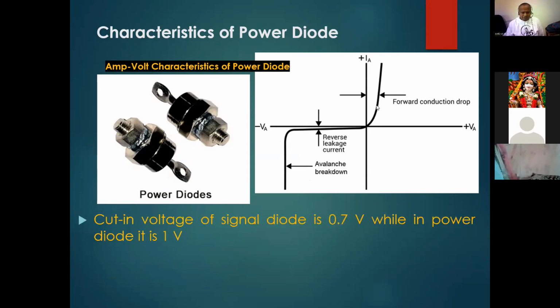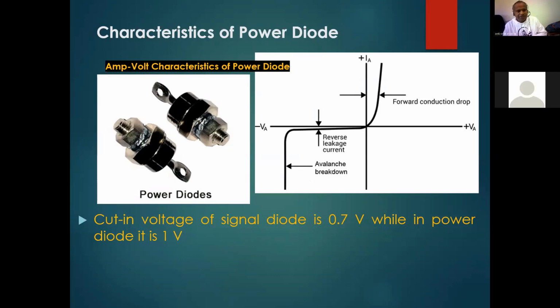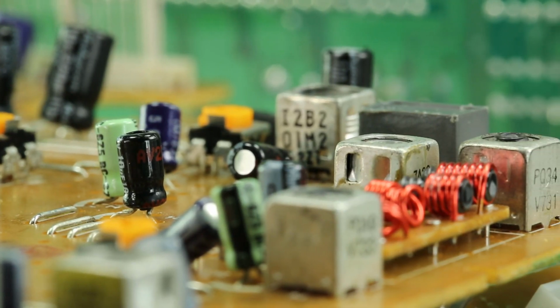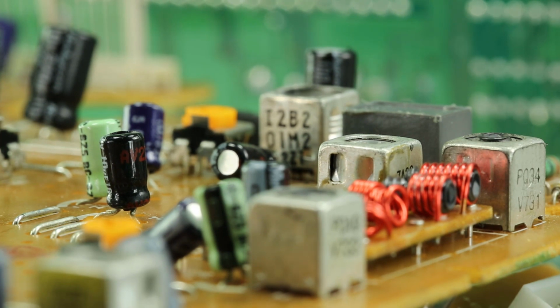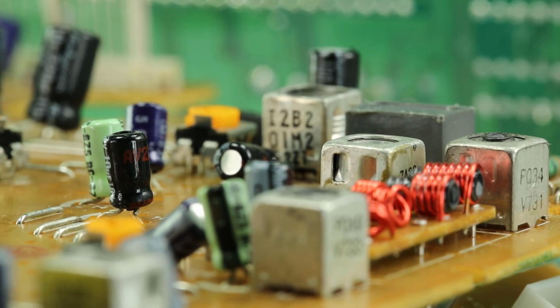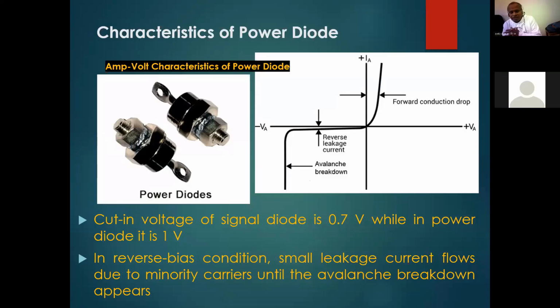You can see here, this is our VI characteristics, but the cut-in voltage of the signal diode is around 0.7, and for our power diode, it is around 1.1 to 1.2 voltage drop. The second point is that the characteristic is the same as a diode characteristic. In the reverse bias condition, a small leakage current flows due to the minority carriers until the avalanche breakdown appears.